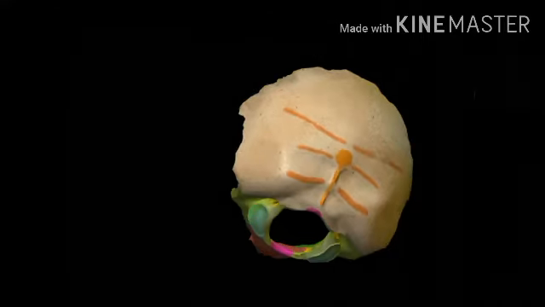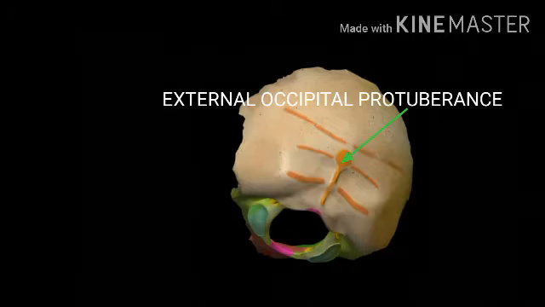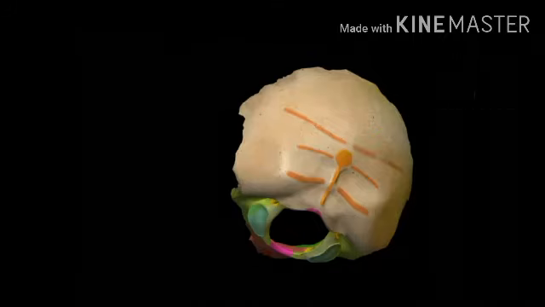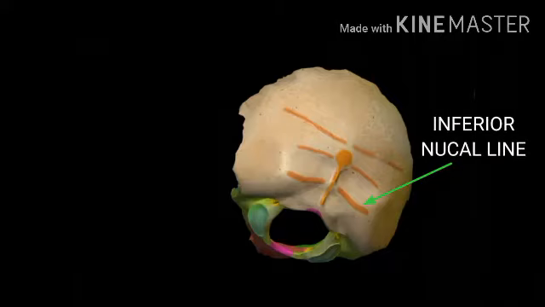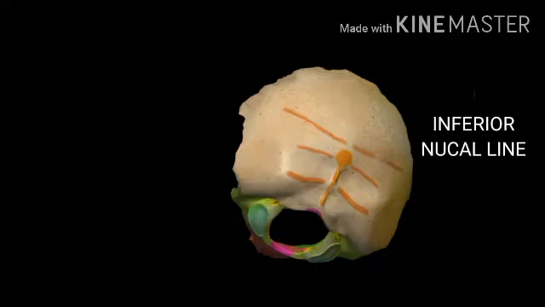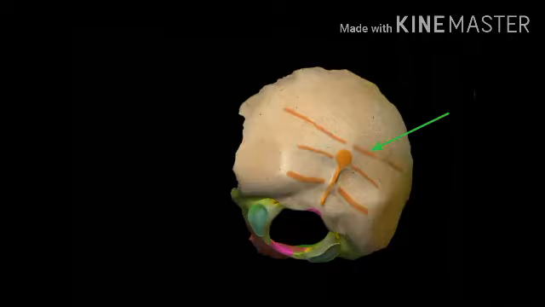Posteriorly, we have got these markings, the external occipital protuberance here, and then below we have got the inferior nuchal line, the superior nuchal line, and the highest nuchal line. These are all the features for the attachment of muscles that we are going to do in the next video. For example, the superior nuchal line is where the trapezius attaches.